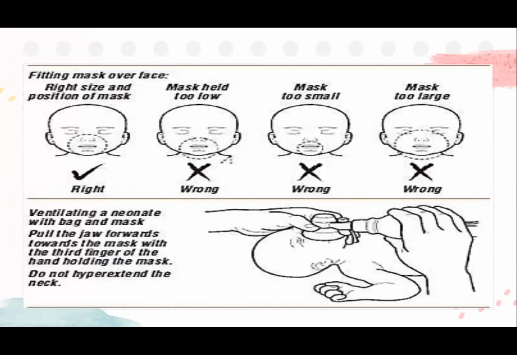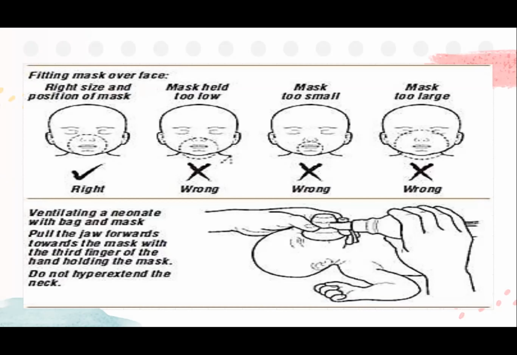Okay, so for the mask, we have to choose the right size of the mask, and also we have to position the mask correctly so that there will be no air leakage around the nose and also around the chin. How do we do that is by pulling the jaw forward towards the mask with the finger of the hand holding the mask, but please do not hyperextend the neck because it can damage the airway of the neonates.